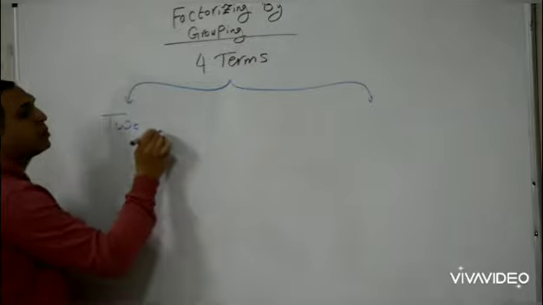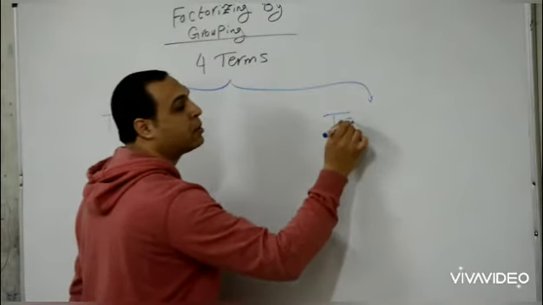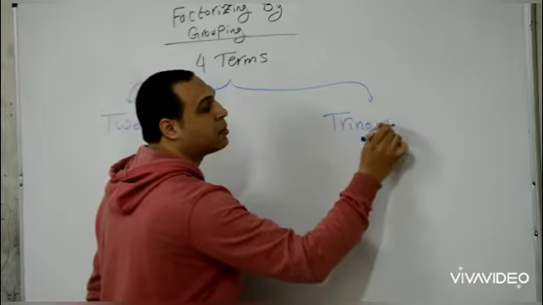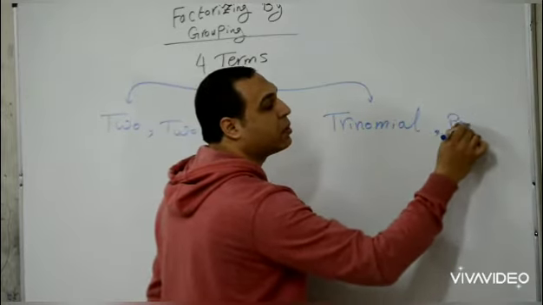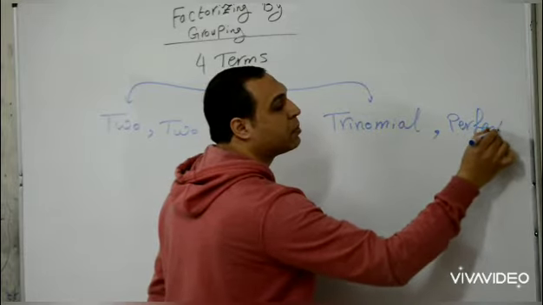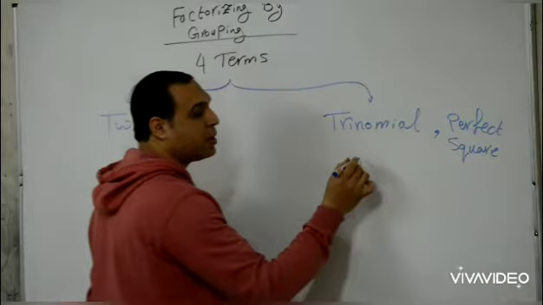2-2, or trinomial, or perfect square, which is 3-1.